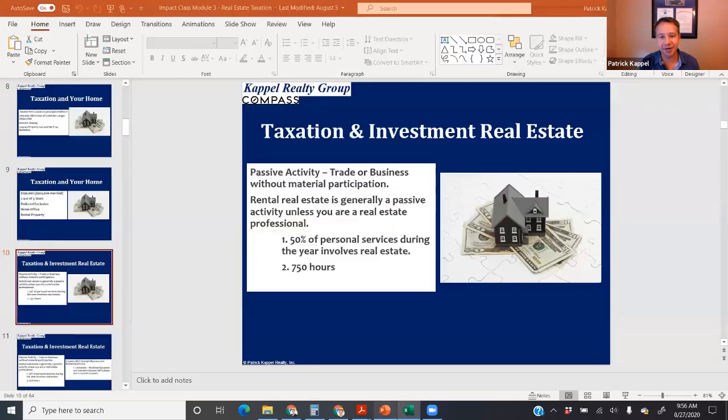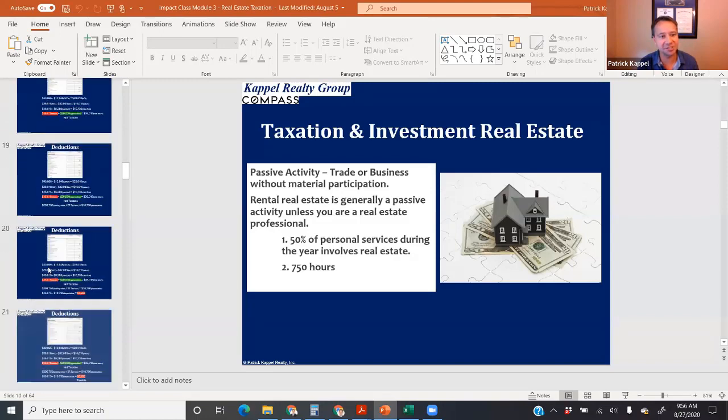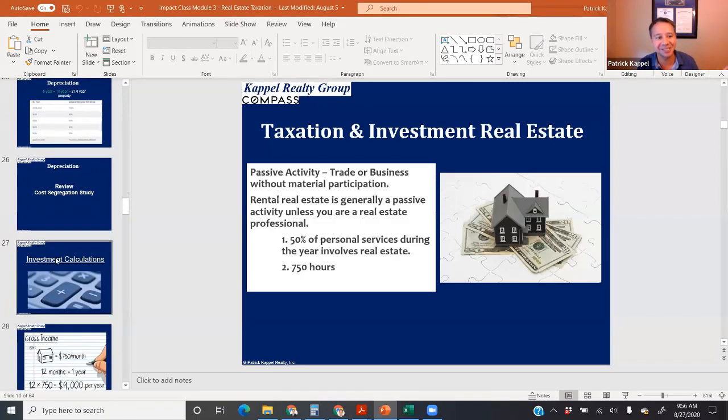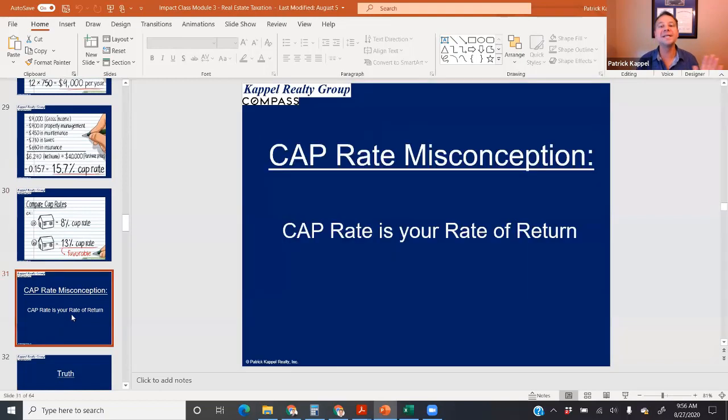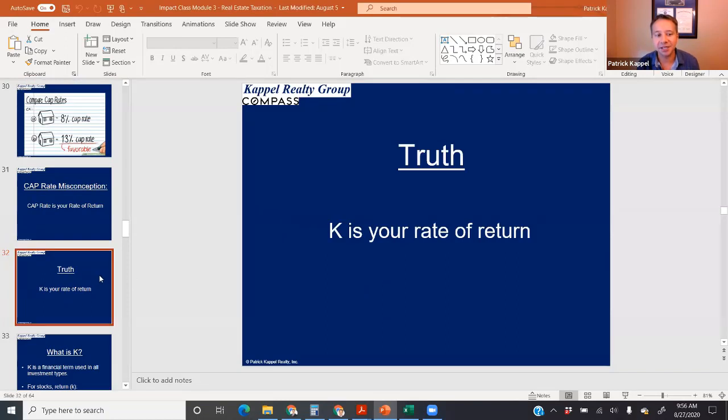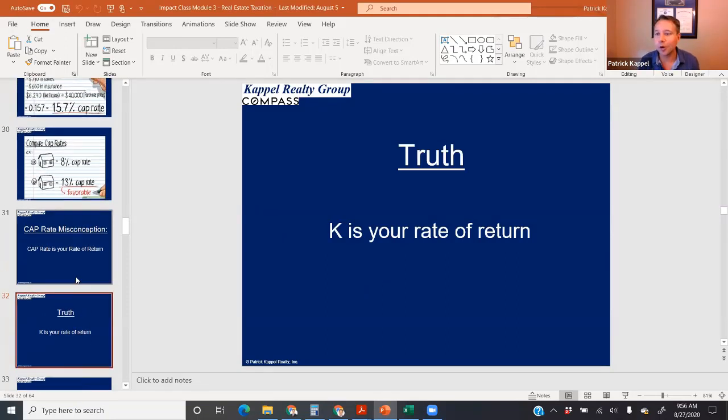So with all that said, I know that we've only got 4 minutes left, and there's so much more I want to get into. You see the slides on the left I'm skipping to. That's something I wasn't even going to get into today. But next week, what I want to get into is the cap rate misconception. A lot of people think cap rate is your rate of return. I'm here to tell you your cap rate is not your rate of return. It is a portion of your rate of return. And the truth is, K is your real rate of return. What is K? We're going to get into that next week.